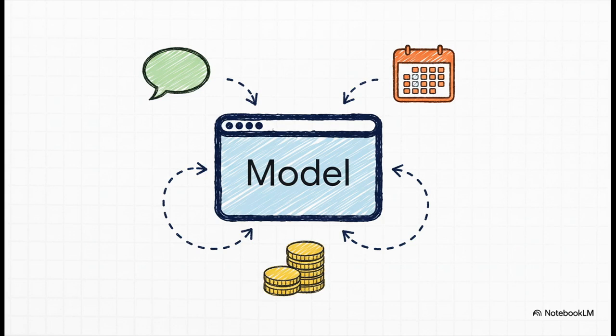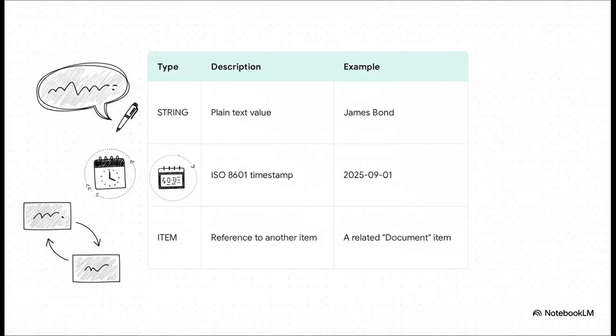So you might be wondering, how does a model actually define its structure? Well, it uses something we call attributes. Just think of these as the different fields you can add to your blueprint, like a text field for a name, a date field for a deadline, or maybe a number field for a budget. It's how you make sure you're capturing the right information every time.